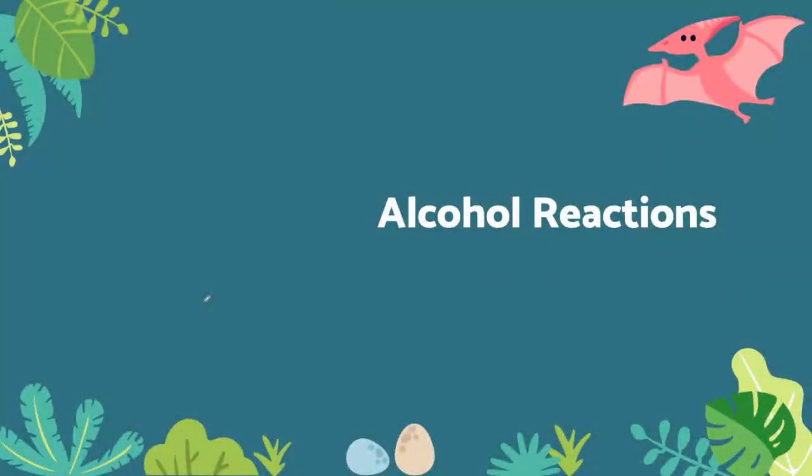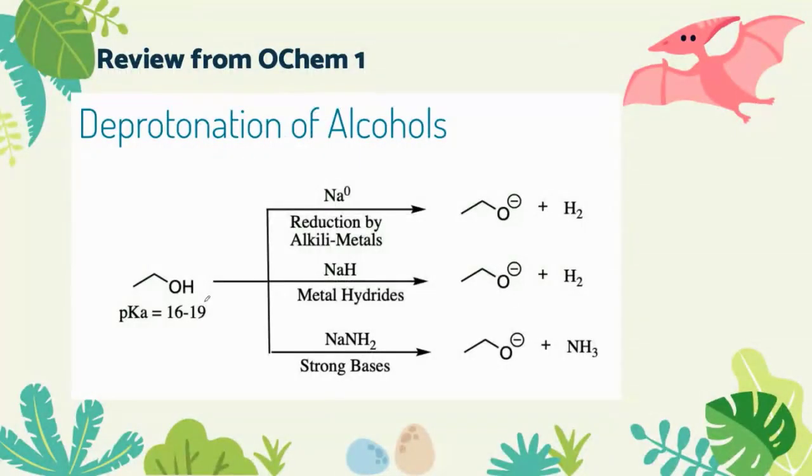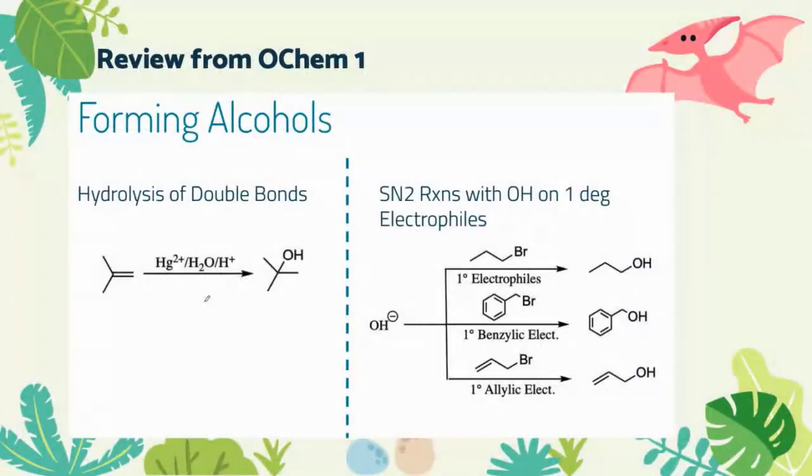Okay, now moving on. We're going to look at some alcohol reactions, right? So got a pterodactyl now. I'm very excited. Right. So when it comes to alcohol reactions, you have done a little bit with alcohols in the past. In OChem 1, for example, you did look at deprotonation of alcohols. And so you can do that using NaNH2 to create an alkoxide, metal hydrides, or reduction by alkali metals like sodium. And so that can just help you form a great nucleophile.